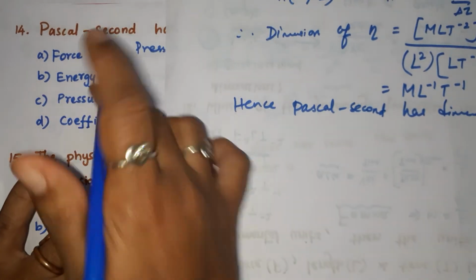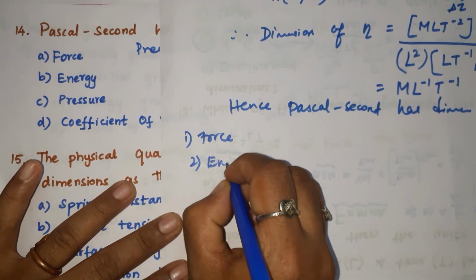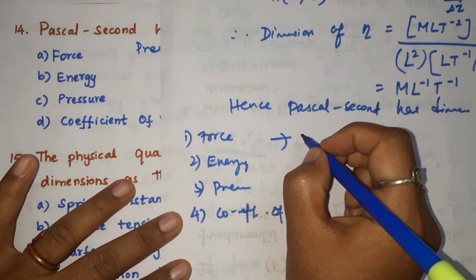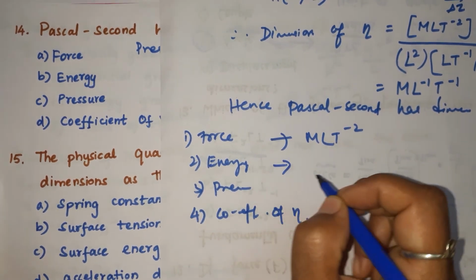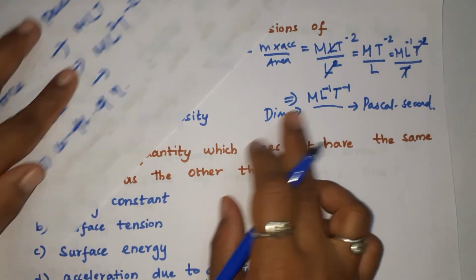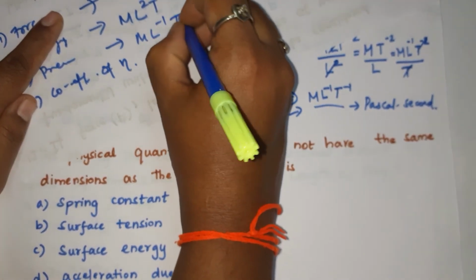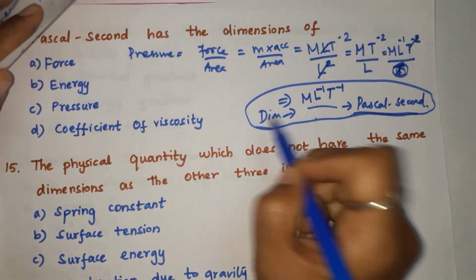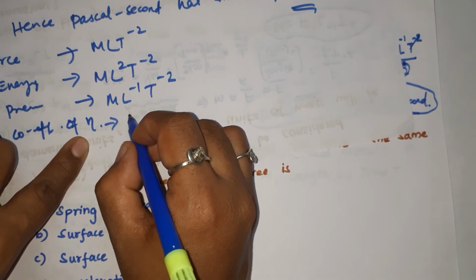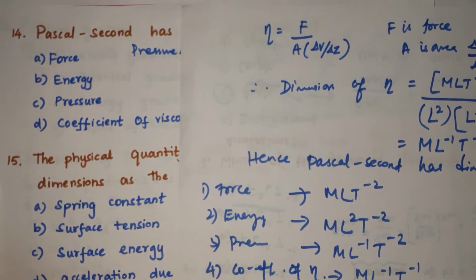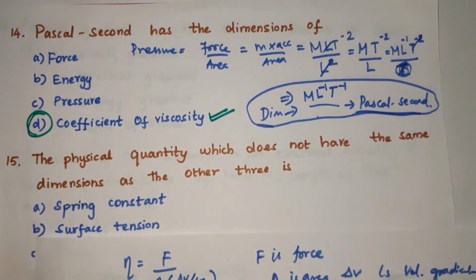Yes. In the options, the first option is force, second is energy, third is pressure, and fourth is coefficient of viscosity, that is eta. Force can be written as M L T power minus 2 as a dimensional formula, and energy can be taken as M L square T power minus 2. And for pressure, this is M L inverse 1 T power minus 2. If you take the time by this only, we are getting the answer, Pascals per second. So this answer will be taken for eta, the coefficient of viscosity, M L power minus 1 T power minus 1. Yes, we have Pascal second has the dimensions of coefficient of viscosity. So D is the perfect answer for the 14th question.